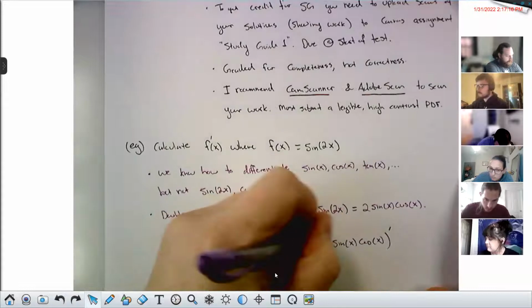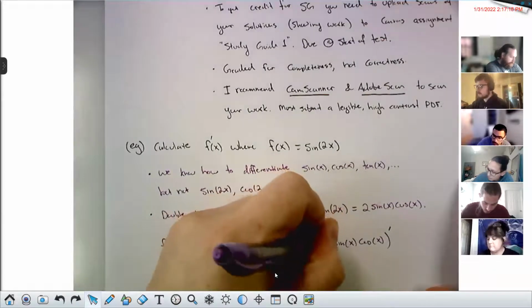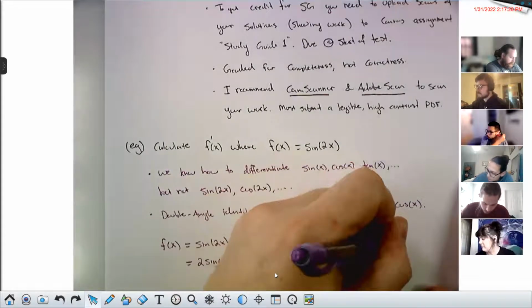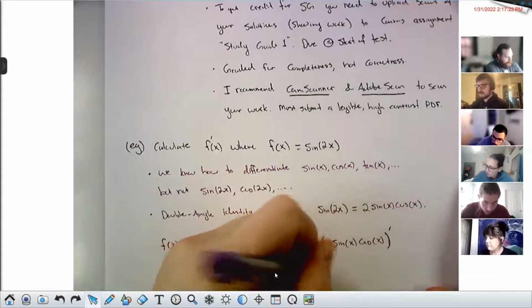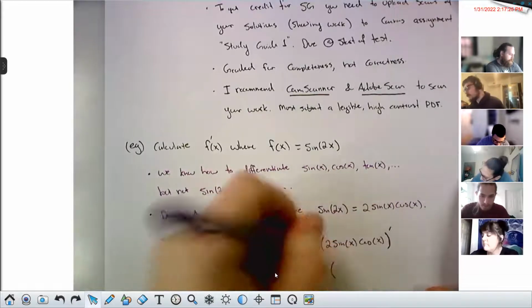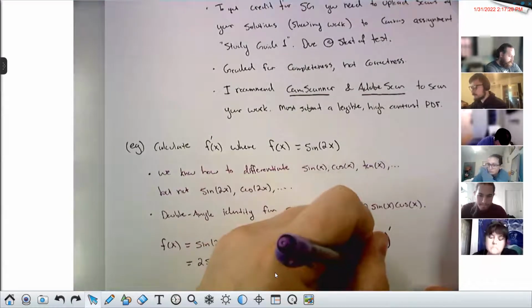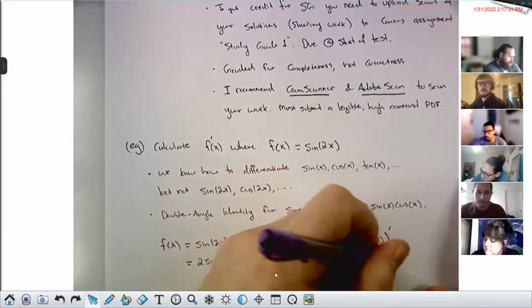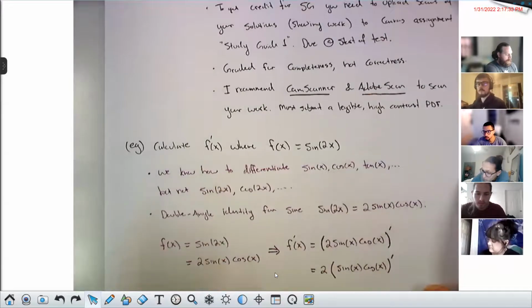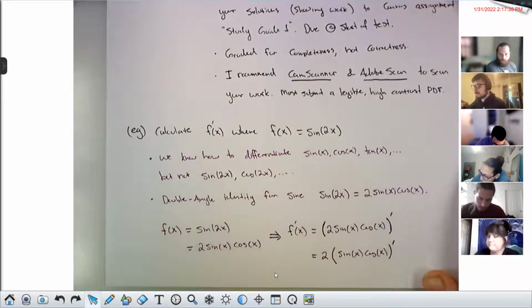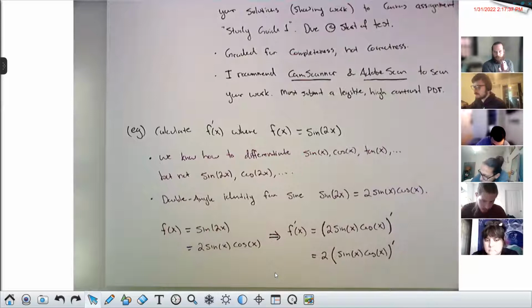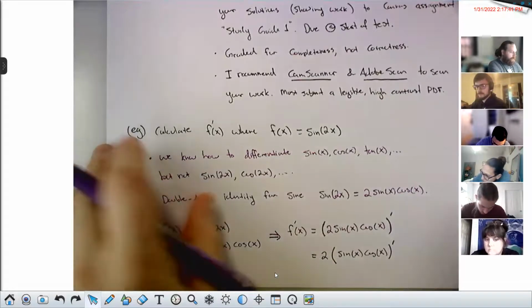I'm going to be a little bit silly about this. I'm going to write out all the steps just to kind of get us back from the weekend. That would be 2 times (sin x cos x)', popping out the constant 2, right? Because we know constant multiples pop out of derivatives. And now I can use my product rule.